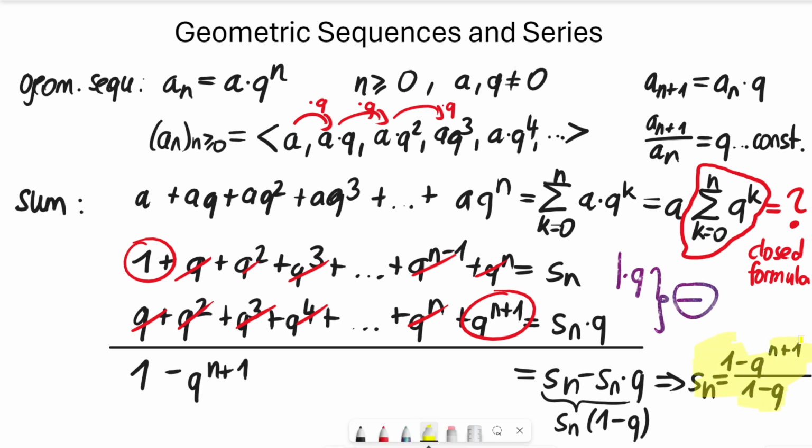Okay, so this is the closed formula for the summation of the geometric sequences. And now we go to the geometric series. So this means I want to study what is S infinity, if n goes to infinity. This is the geometric series.